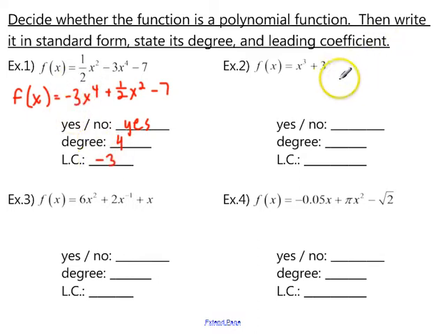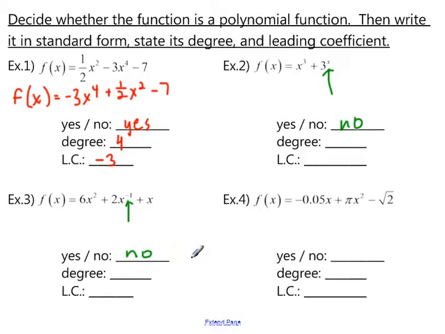When we look at example number 2, we have exponents of 3 and x. And the problem here is you cannot have a variable for an exponent in a polynomial function. So this is not a polynomial function, and you cannot fill in the rest of the information. In example 3, we run into another problem where we have an exponent that is a negative number. You cannot have negative exponents, and so again, this is not a polynomial function, and we cannot fill in the remaining information.